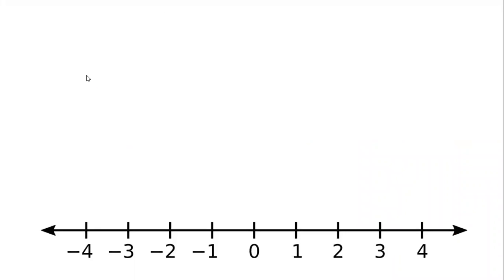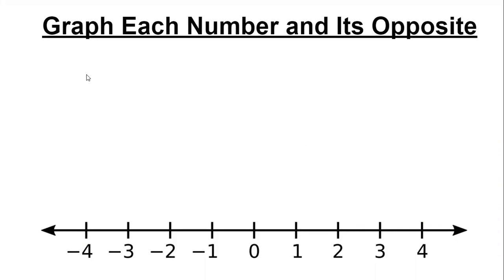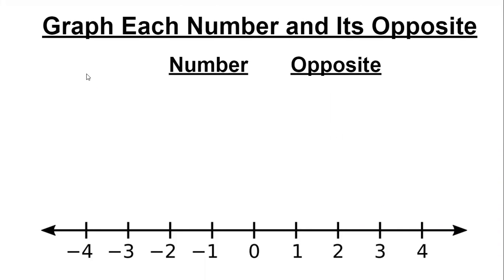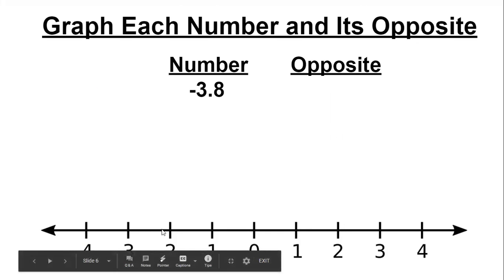Okay, now we're back to the horizontal number line. So we have a number and its opposite, and we're going to graph each number and its opposite. -3.8. That's -3 8/10. So it's like dividing each little section, like dividing this -3 and this -2 into 10 teeny tiny little sections here.